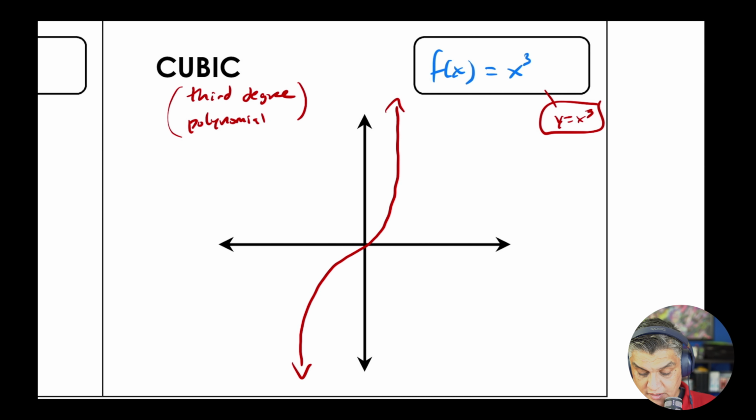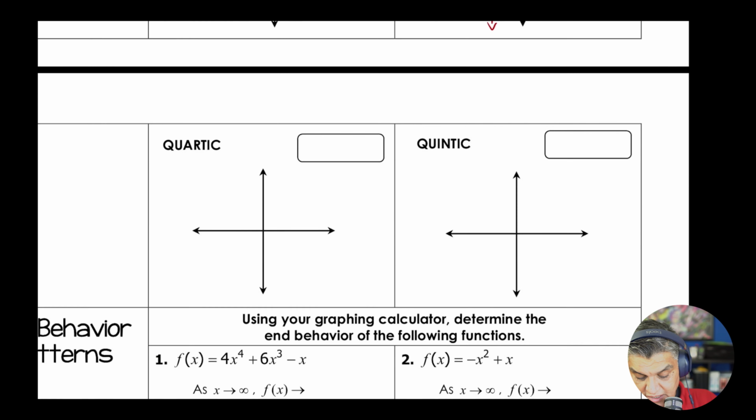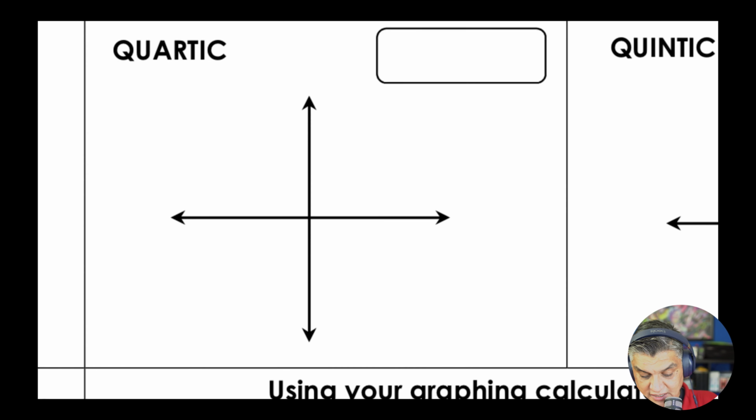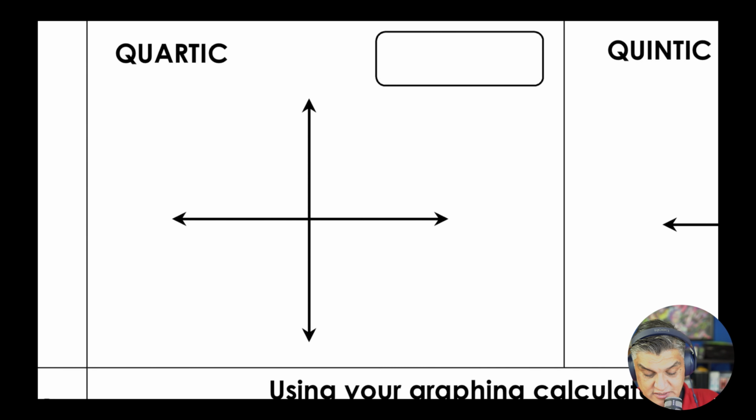Okay. Now let's go to the next page. We have quartic and quintic. Quartic, again, we talked about that before. That's not a word we usually use. We usually say a 4th degree polynomial. It's going to look familiar.